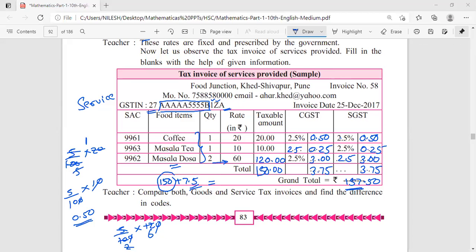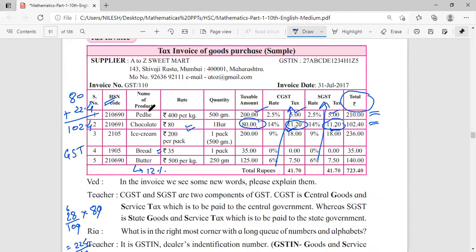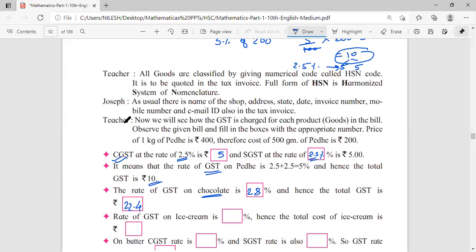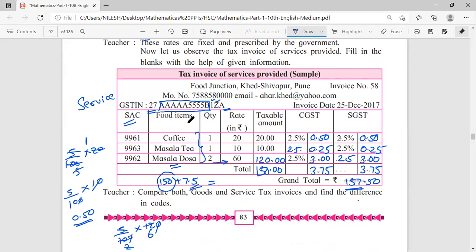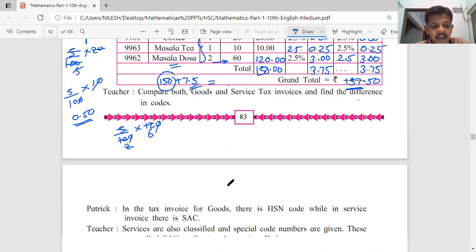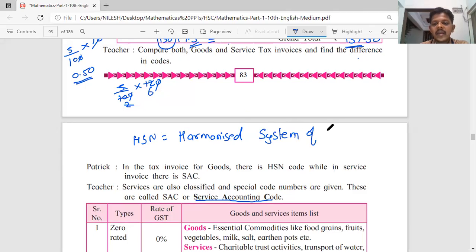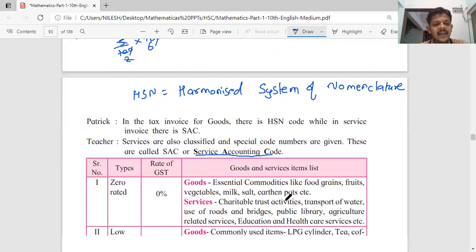Now, just as in our earlier invoice, we had HSN code for the product, now we have SAC code for the service. So for the goods, we have HSN code, but for service, we have SAC code. So in the invoice for goods there is an HSN code, while in the service invoice there is a SAC, that is service accounting code. What was HSN? Anybody remembers what HSN was called? Harmonized System of Nomenclature. Correct. Nomenclature means naming. So Harmonized System of Nomenclature and Service Accounting Code.